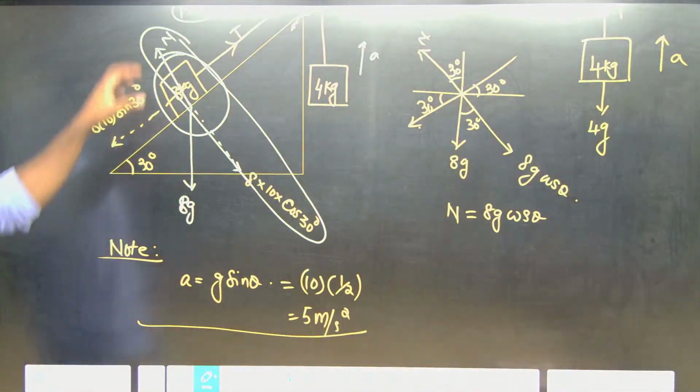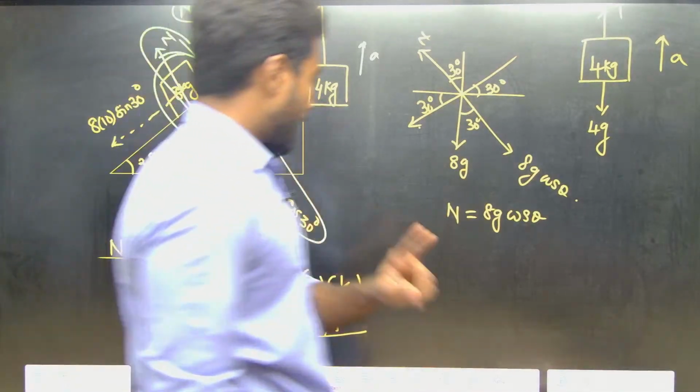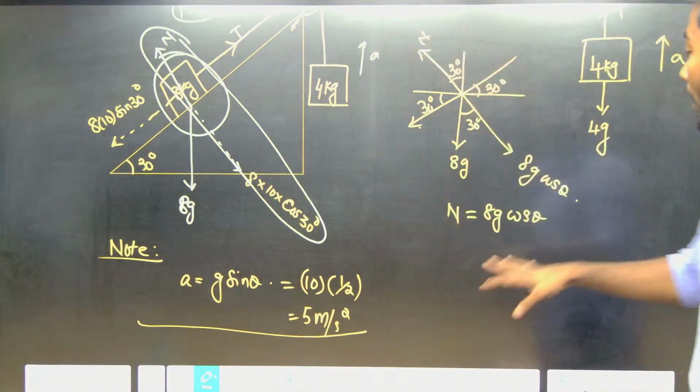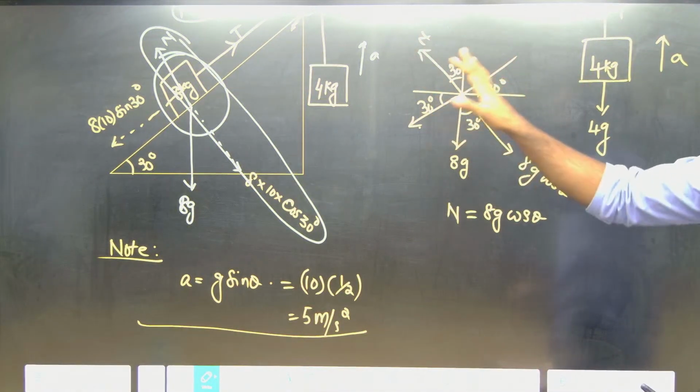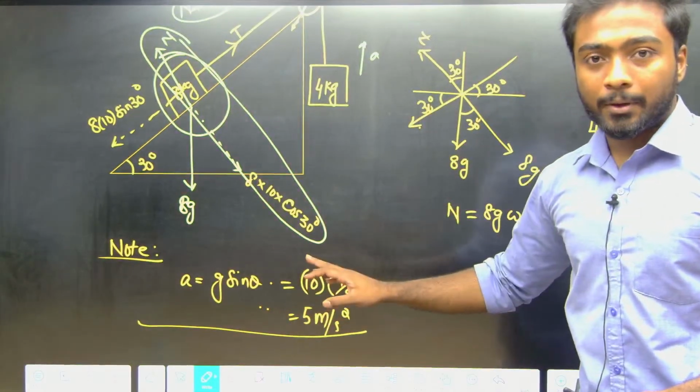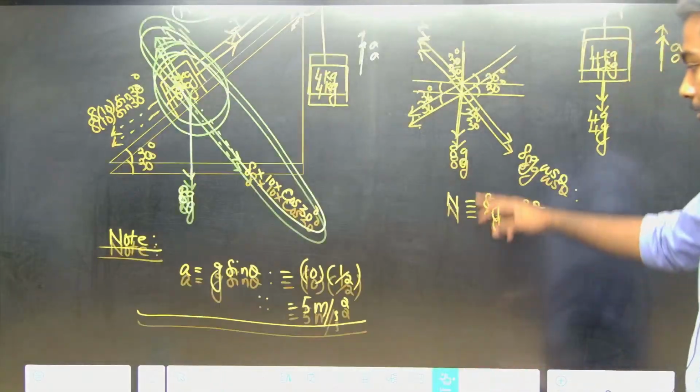Sir, why so many steps? Because if we want to find the tension, we need to know how to derive the diagram, no? So that's why I have explained. Sir, why did you say a is equal to g sin theta? I'll tell. It's a simple thing.